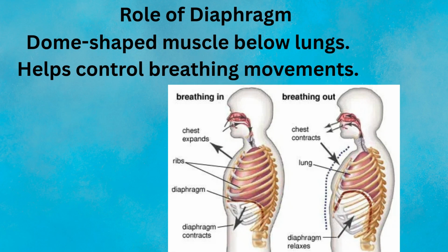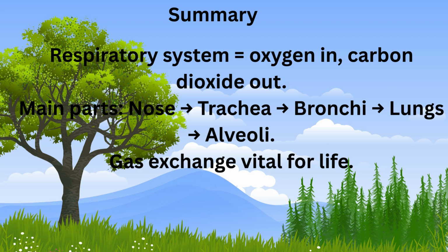Role of diaphragm, dome-shaped muscle below lungs. Helps control breathing movements. Summary. Respiratory system equals oxygen in, carbon dioxide out. Main parts. Nose, trachea, bronchi, lungs, alveoli. Gas exchange vital for life.